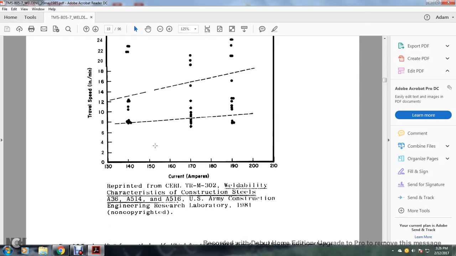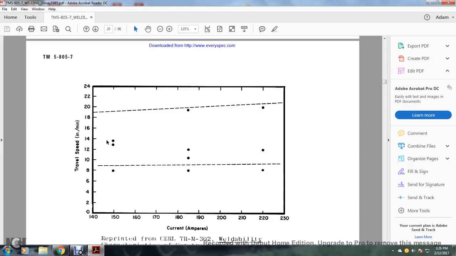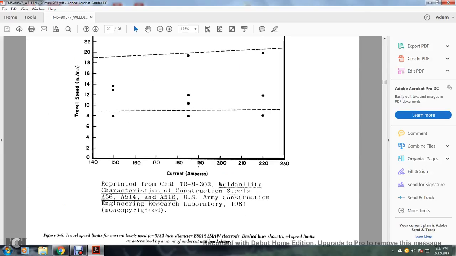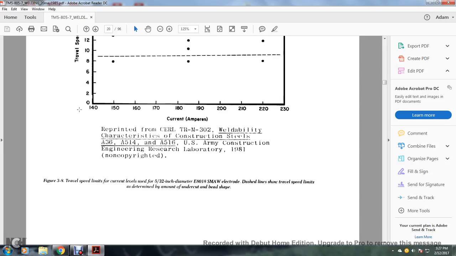Other weldability characteristics: construction steel A36, A516, U.S. Army Construction Engineering Research. Current amperes 133 to 210 over 0 to 28 inches in travel speed. And also your reprinted circular TRM302 welding characteristics of construction steel A36, A516, U.S. Army Construction Engineering Research Laboratory, 1981. You have 140 amperes to 230. You line up around 150, 107, 185, and 220 around the travel speeds in inches per minute between 8 and 20, 21.